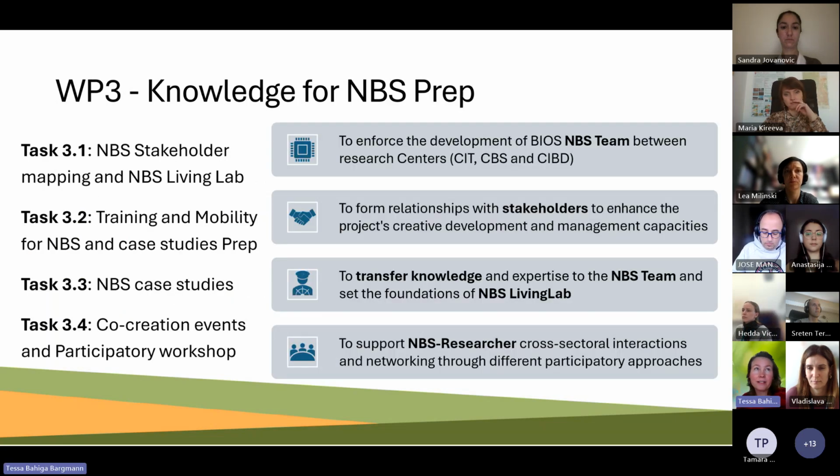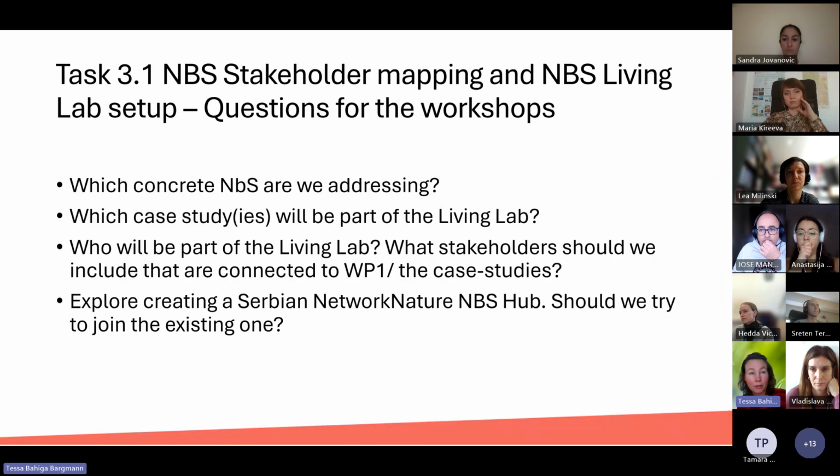A little reminder of what work package 3 is. The main goals are to develop this nature-based solution team, to form relationships with stakeholders and transfer knowledge between the teams and within the living lab, and to support nature-based solution researchers across the network. And we're doing this with four tasks. The first one is the nature-based solution stakeholder mapping and living lab, and then training and mobility, the case studies, and then co-creation events. In this workshop, we're going to focus mostly on questions related to task 3.1.